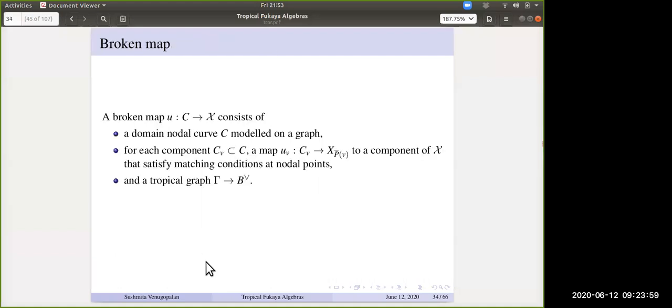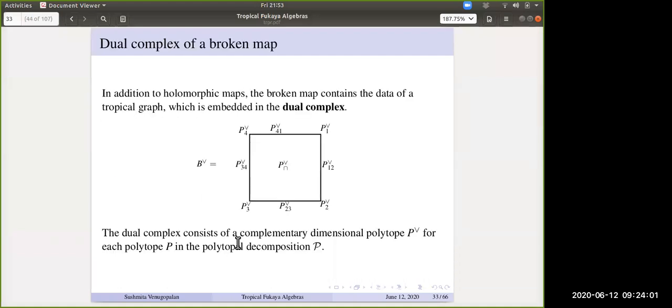So another relevant piece and object for describing a broken map is a dual complex. In a dual complex, we have a polytope corresponding to every polytope in the polytopal description, but of complementary dimension. For example, in the original polytopal decomposition, P1 was top dimensional, but in the dual polytope, the dual of P1 is just a point. And P12 was co-dimension 1, it's dimension 1, and so on.